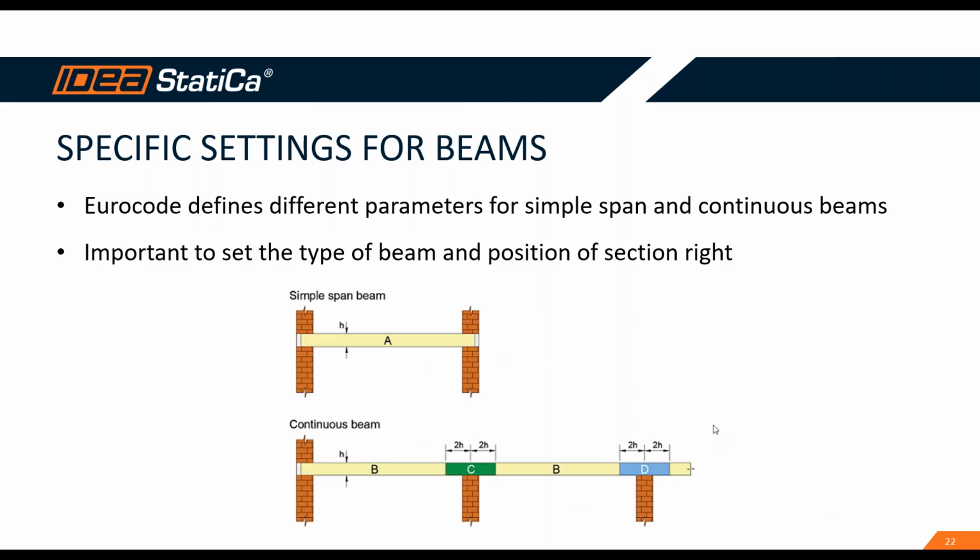Eurocode defines different parameters for simple span and continuous beams. This is why it is very important to set the type of the beam correctly, if it is a simple span beam or if it is continuous. And for continuous beams, even the position of the section that we are checking at the moment has to be set correctly. If it is somewhere here, or over a support, or between supports, or over a second support.